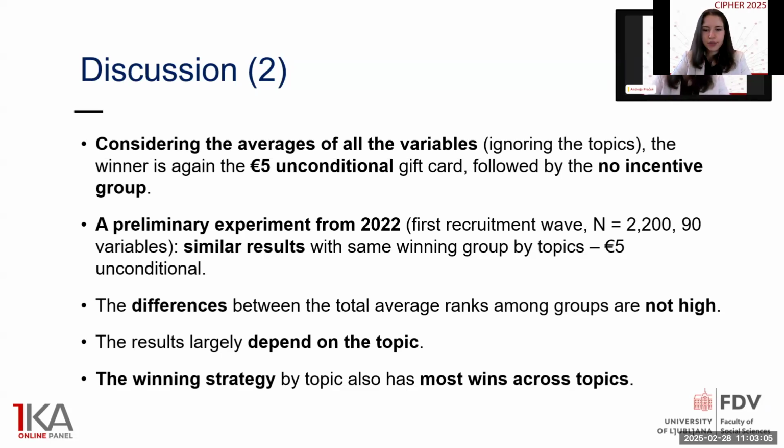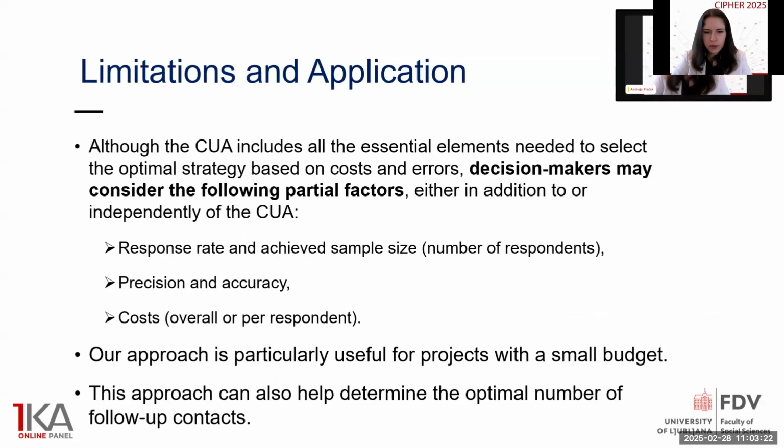However, we learned that the differences between the total average ranks among the groups are relatively small, and that the results largely depend on the topic. But interestingly, the winning strategy by topic also had most wins across specific topics. So before we conclude, I would like to indicate some possible limitations and applications of our findings. One limitation could be the applicability of our results for decision makers, whose primary focus may still be response rates or costs, independently of the CUA.